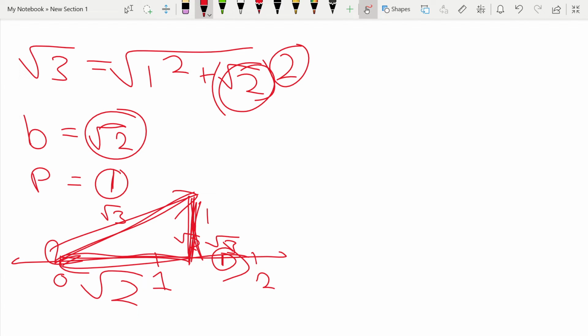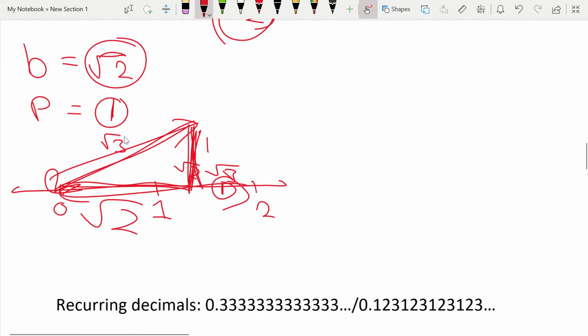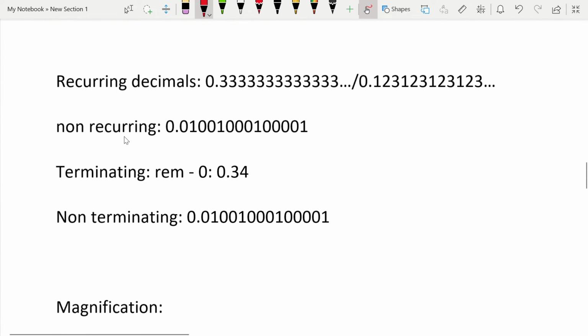Okay? So that's how you plot under roots. Now we're going to be learning about different types of decimals. Now there's recurring decimals where you have 0.33333 and so on, or you have recurring decimals like 0.123, 123, 123, 123. So this is in a pattern. Well, this is just one number repeating.